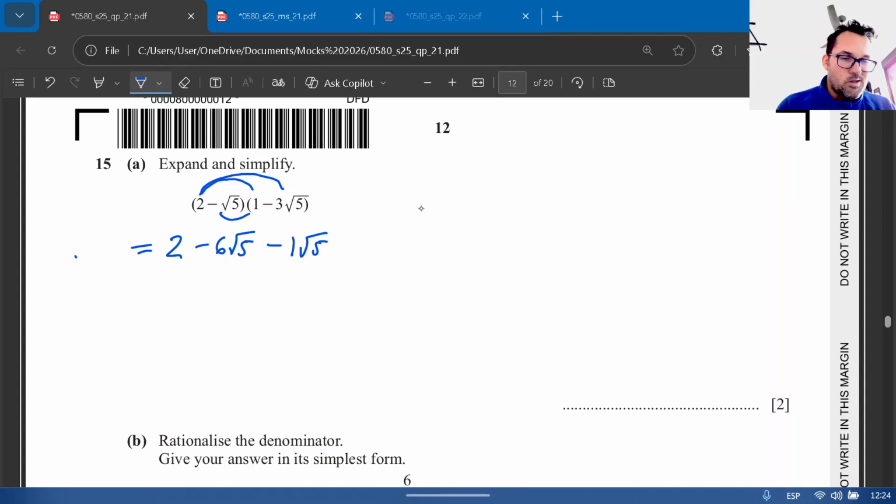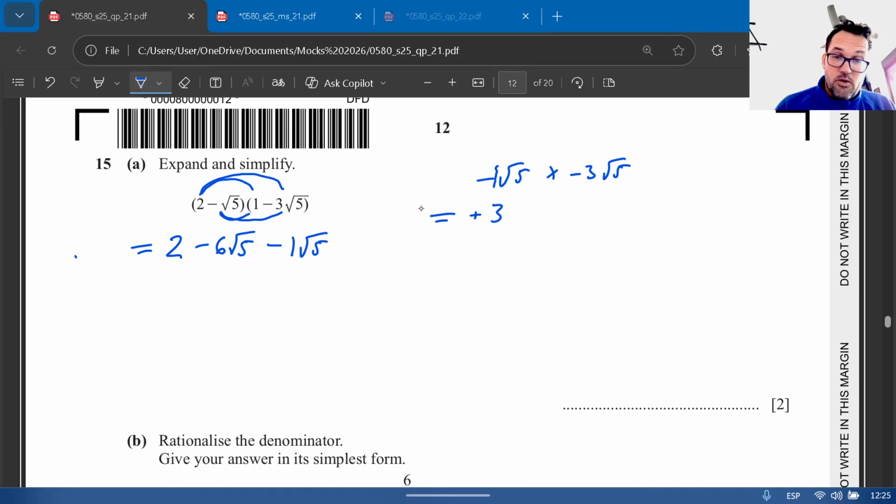Now, that 1 is not necessary, but I'm just putting it there so you know it is there. If you put it, it's not wrong, but you can leave it out. And here's the big one. Here's the big one, right? We got minus square root 5 times minus 3 square root 5. Okay, let's just think. A minus and a minus, this is going to be positive. Okay, imagine there's a 1, like we have a 1 over there. Minus 1 times minus 3 is plus 3.